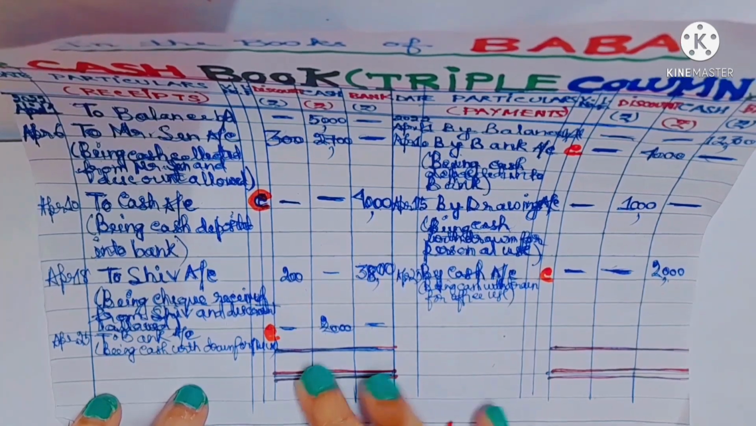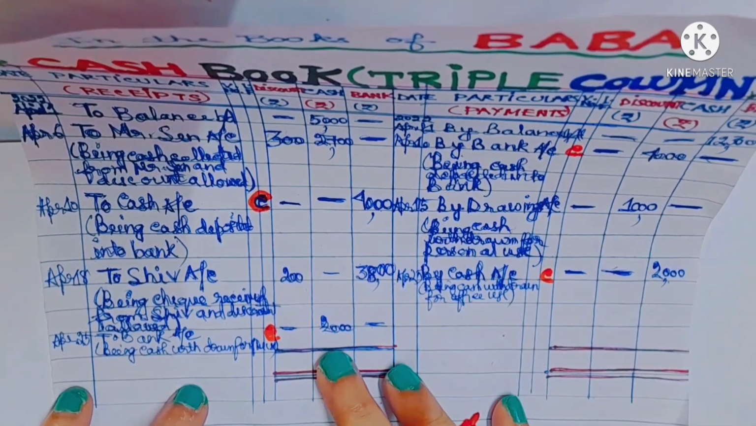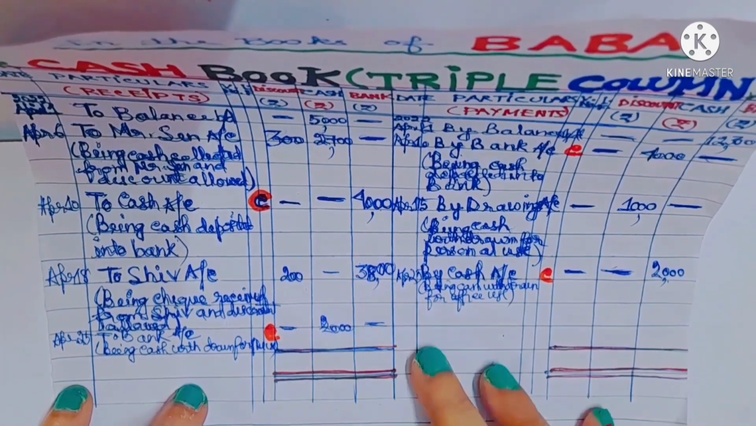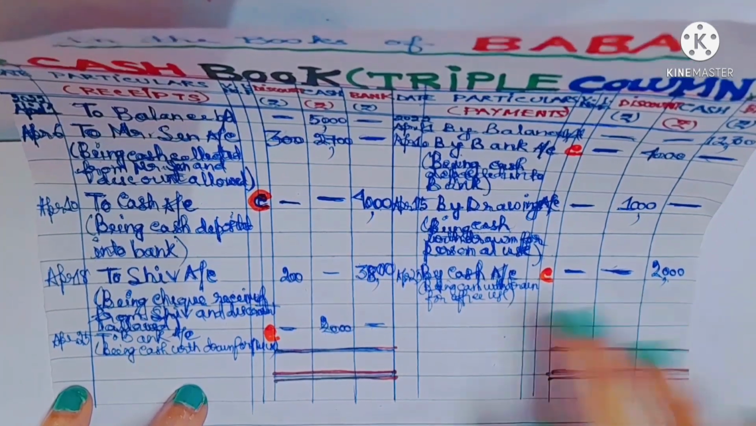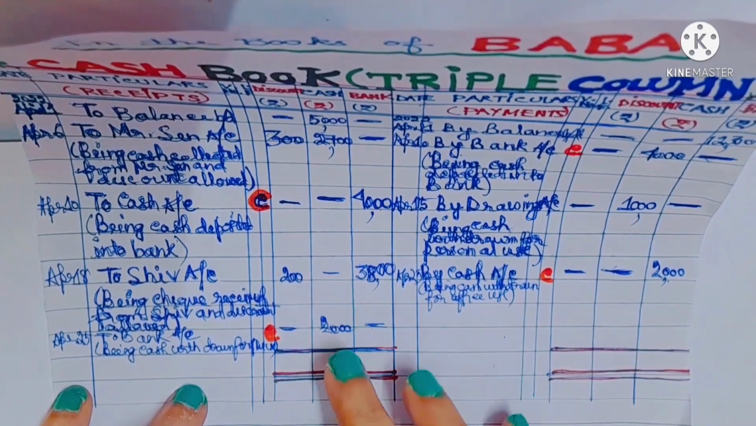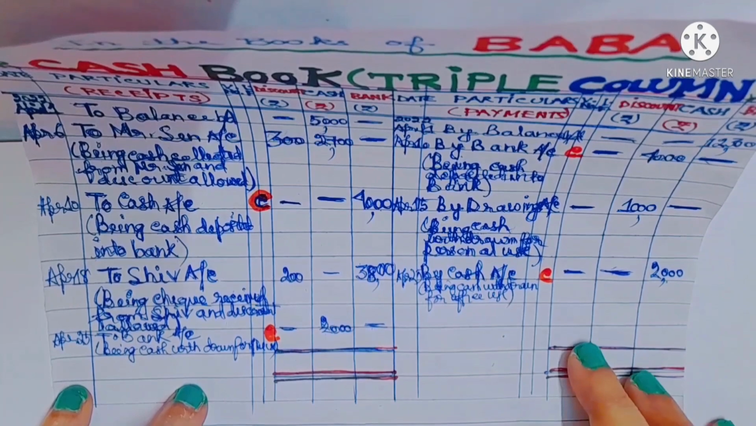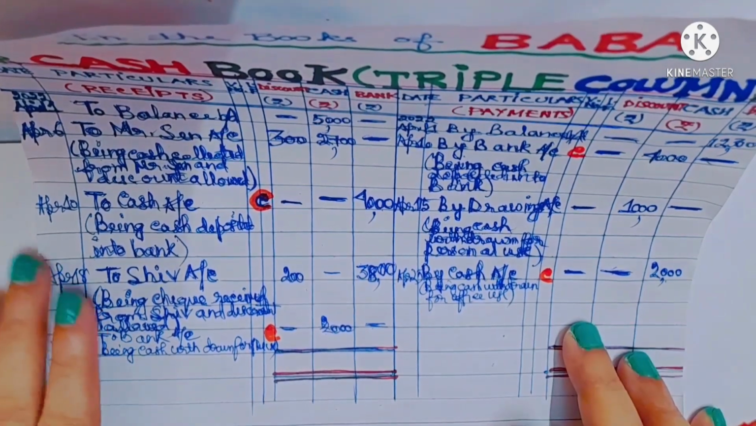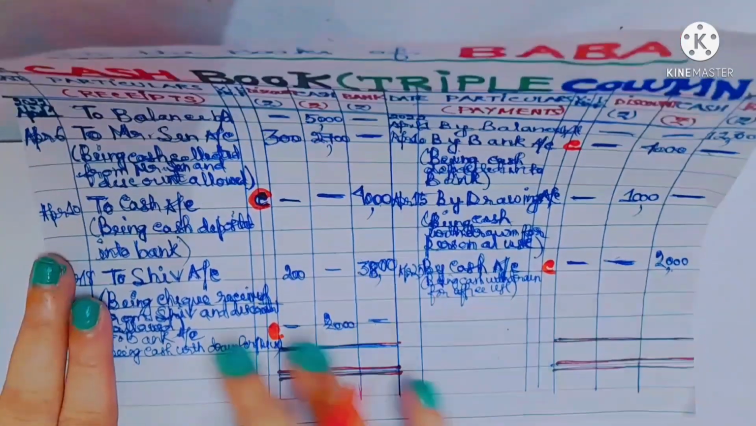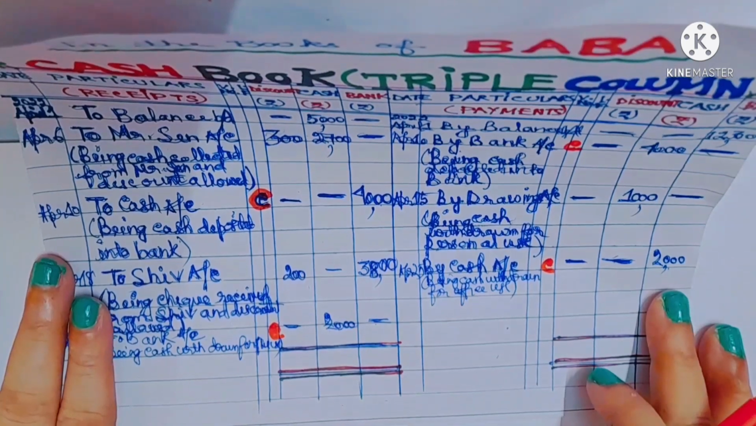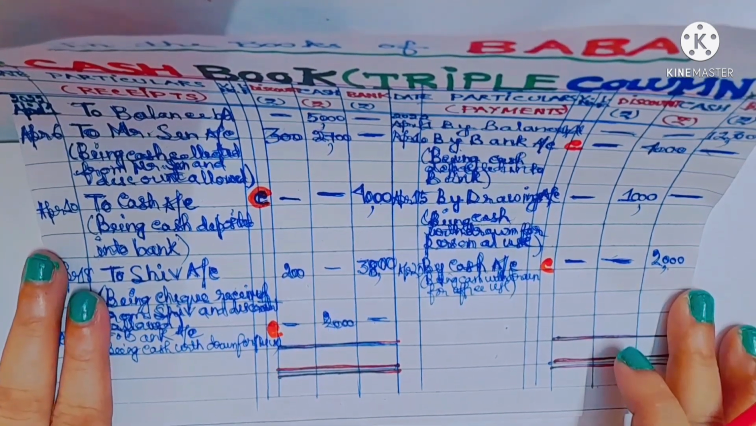See, we have recorded the same amount 2000 on the debit side as well as on the credit side. We have written 2000 in the cash column on the debit side and 2000 in the bank column on the credit side. So this is contra. It is a debit side entry and a credit side entry. Okay. So now let's see the next transaction.